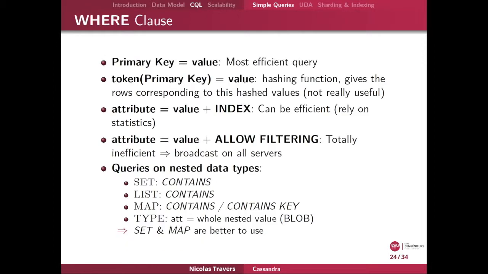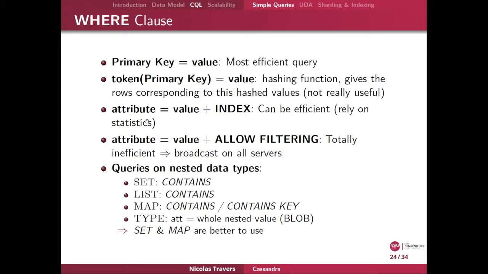In the where clause, we can see that for most of the queries, you have to use primary key equal a value. It is the most efficient way to do a query, since every piece of information is placed in the distributed context with the primary key. We can use also the token. A token is the hashing function of Cassandra. It gives all the rows corresponding to this hashed value. It's not really useful for an application, but it can be used, for instance, in order to see where the information is placed inside the ring, which is the DHT.